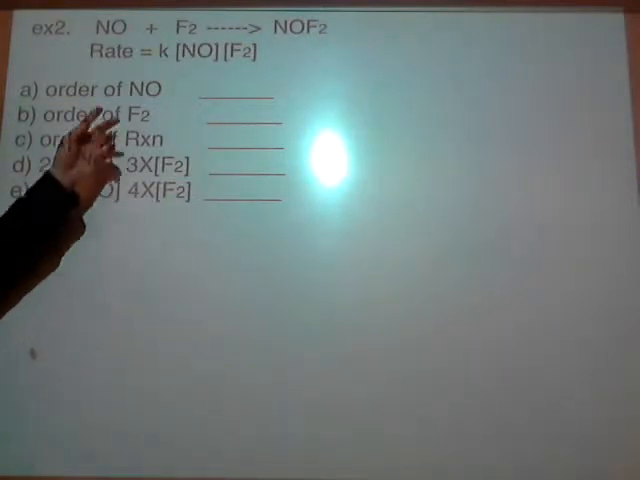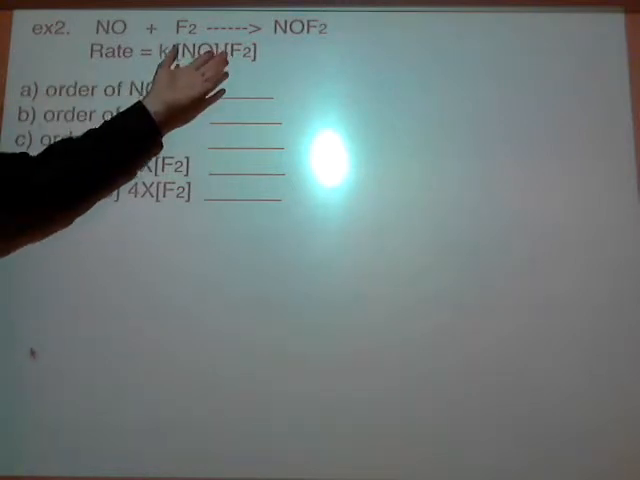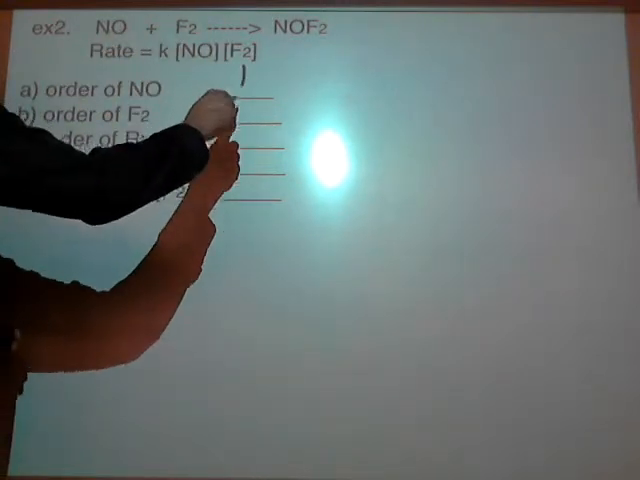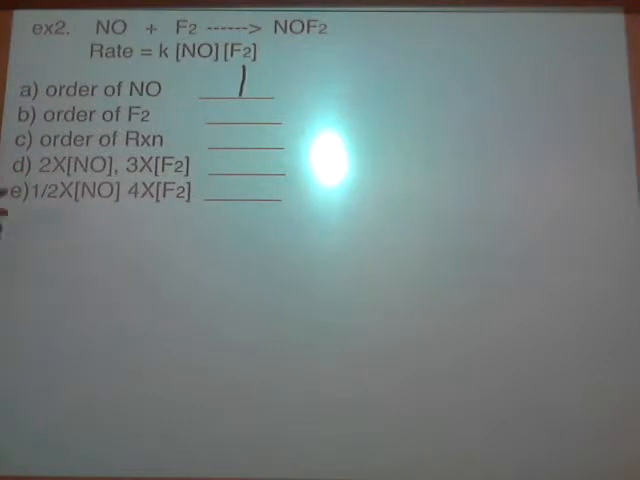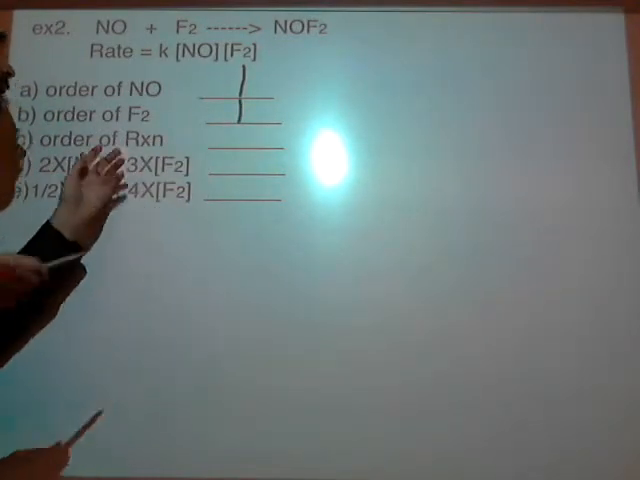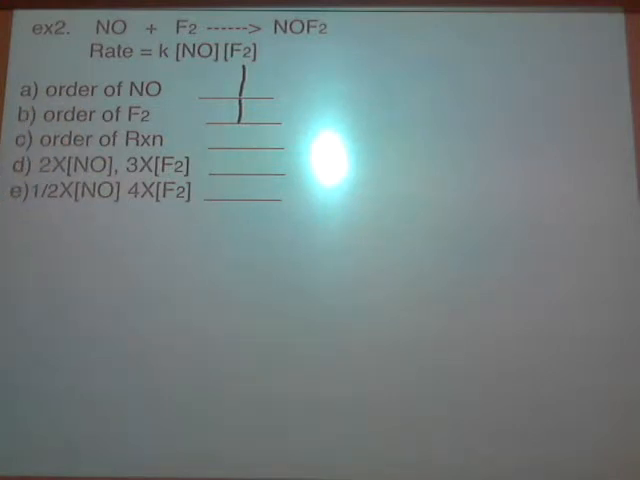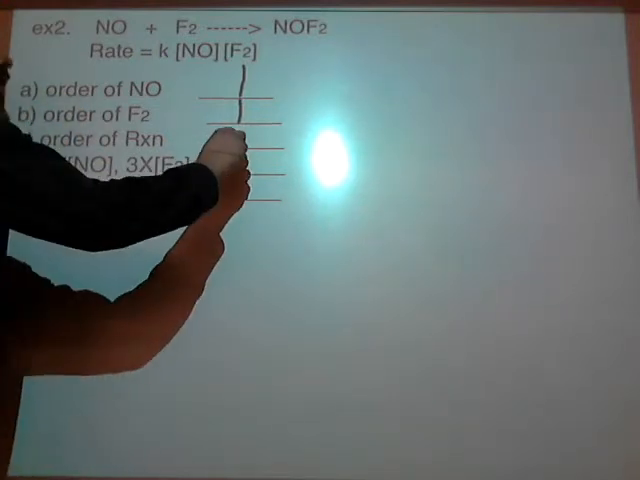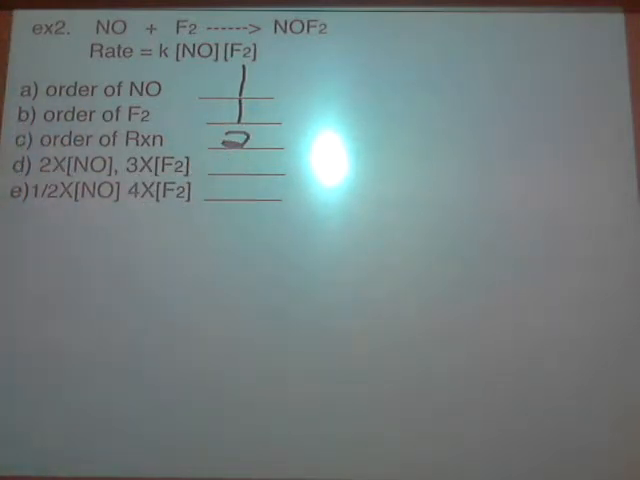All right. Order of NO. Again, just looking up here. What's his power? It's one. First order. F2, what's his order? One. But the order of the reaction this time, I have more than one reactant. What is it? Two. You have to add them together to get the order of the reaction.